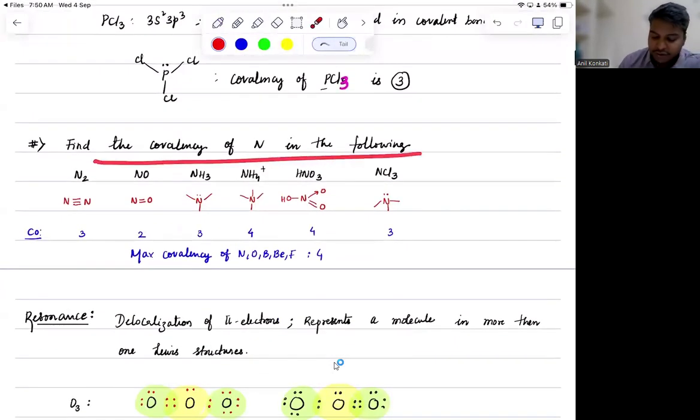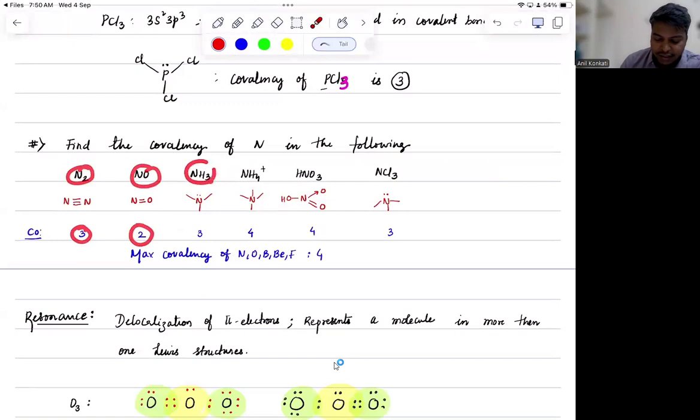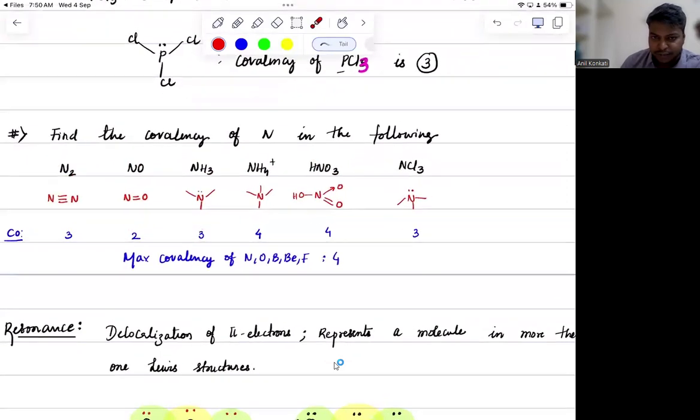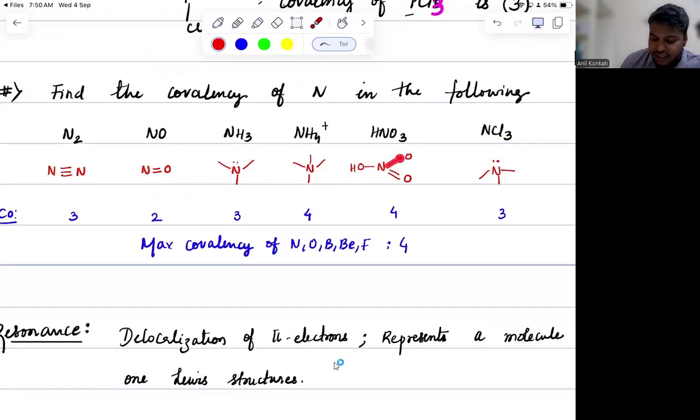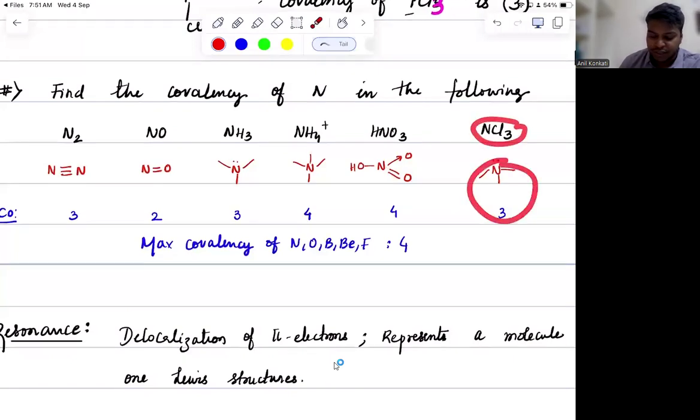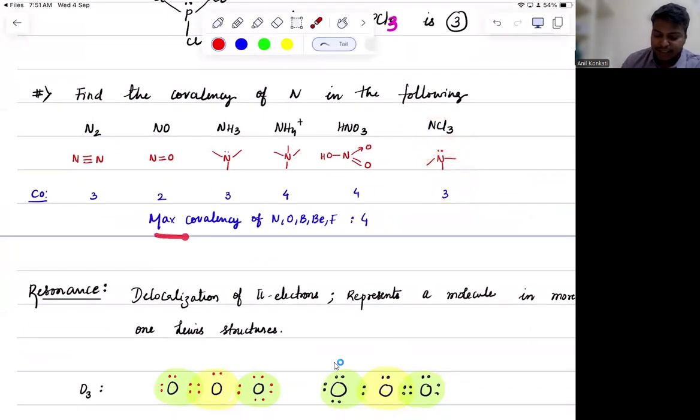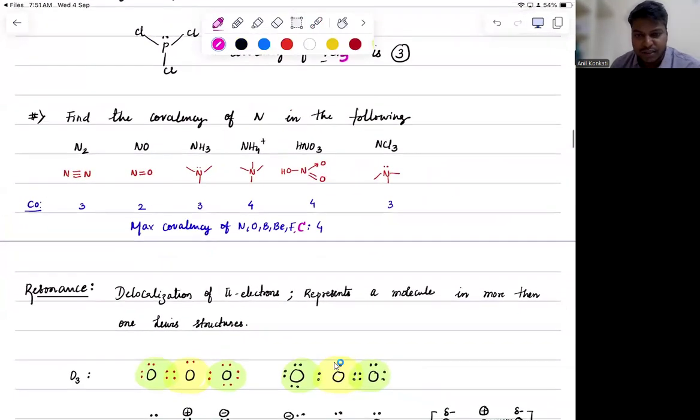Check out the covalency in the following nitrogen molecules. N2, 3 bonds are involved. So 3. NO, 2 bonds are involved. NH3, 3 bonds involved. NH4 plus, 4 bonds involved. HNO3, 4 bonds. Now notice carefully, this is the important one. In HNO3, nitrogen is making a dative bond which will count as only one bond. So 1, 2, 3, 4. Maximum it can form 4 only because it cannot expand octet. So here NCl3 will have 3 covalent bonds. So the maximum covalency of all these elements, right? Nitrogen, oxygen, boron, beryllium, fluorine, carbon, these all will have a maximum covalency of 4.